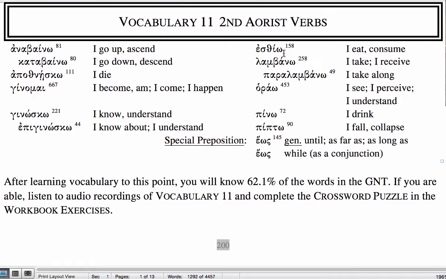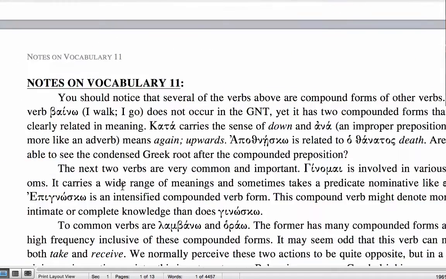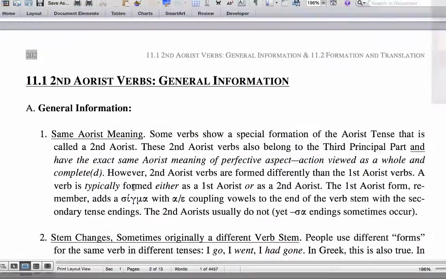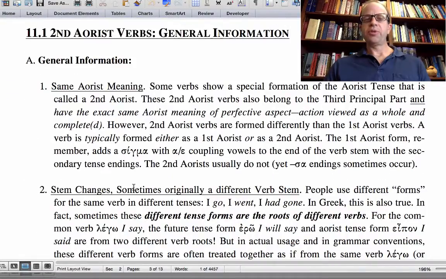Heos, with the genitive, means until or as far as, but as a subordinating conjunction, it means while. Well, thus far, if you've learned all the vocabulary, not all the forms, but all the vocabulary, you will be able to recognize 62% of the New Testament. That is a great accomplishment. So keep working on the vocabulary. Daily work is best. Let's go then to second aorist verbs.